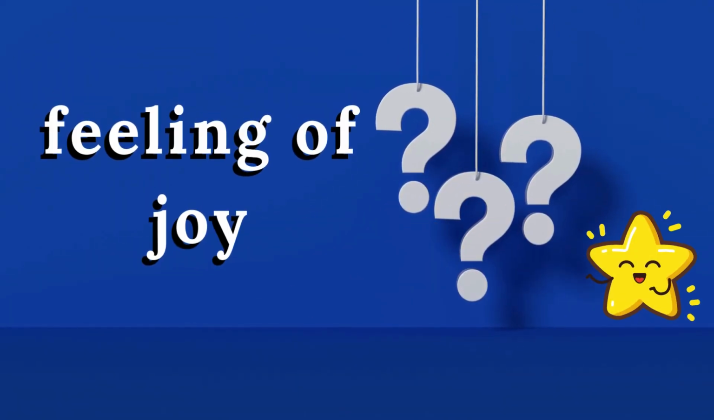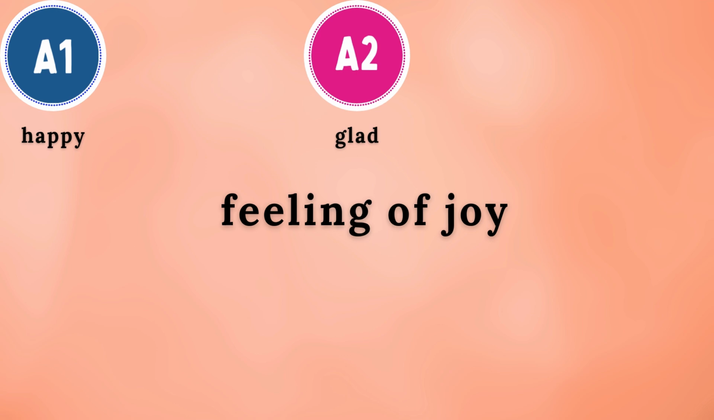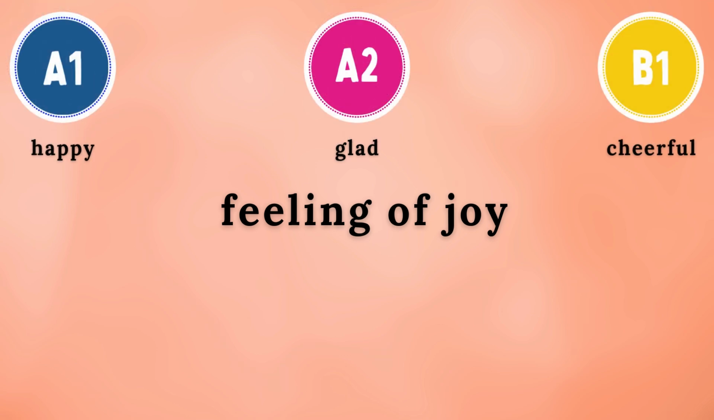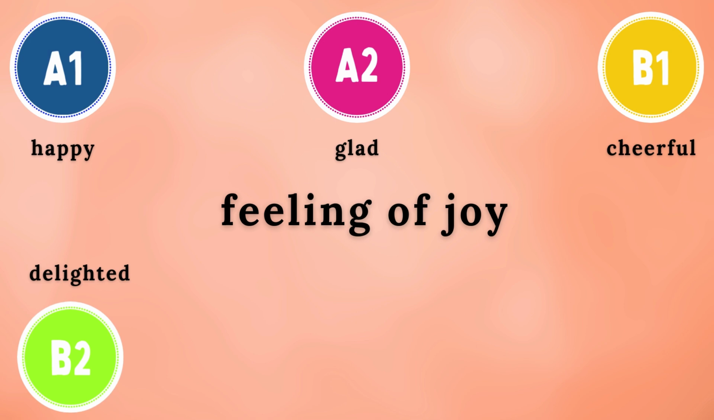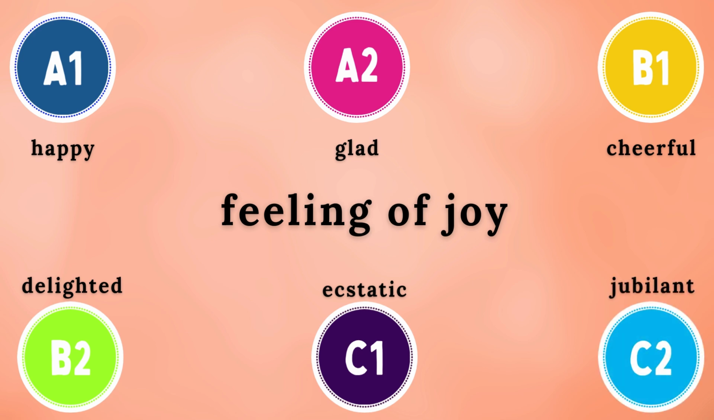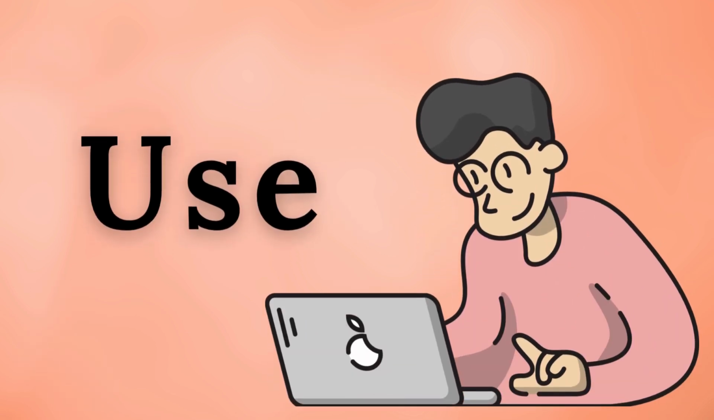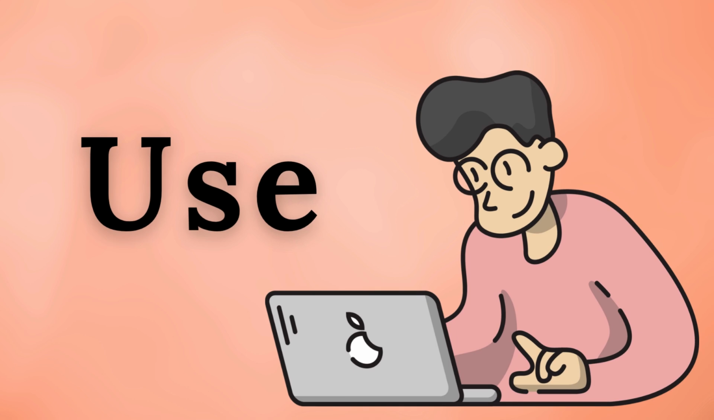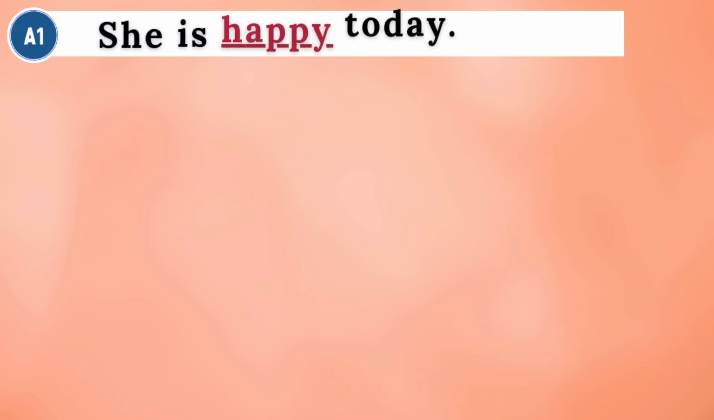Which word would you use to express your feeling of joy? Happy is the word you will use for level A1, glad for A2, cheerful for B1, delighted for B2, ecstatic for C1, and jubilant for C2. Now, let's jump over to the use of these words on all these different levels, starting with A1.